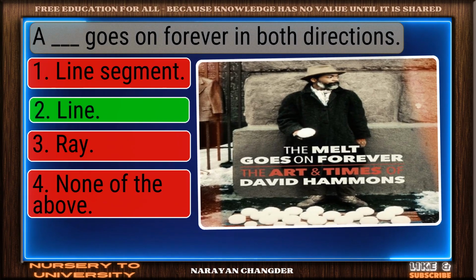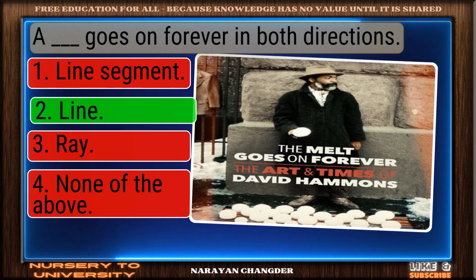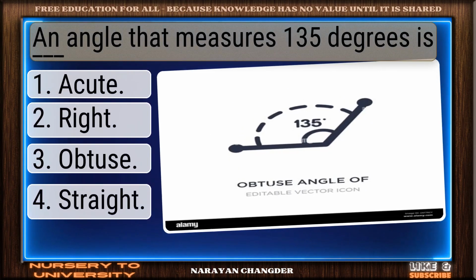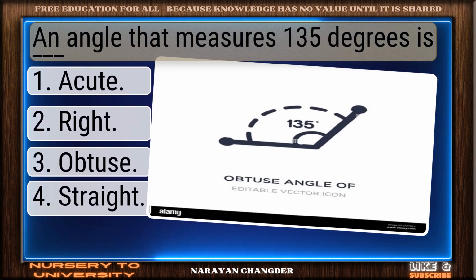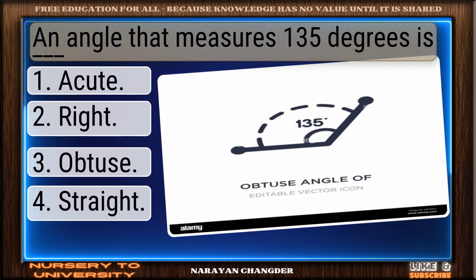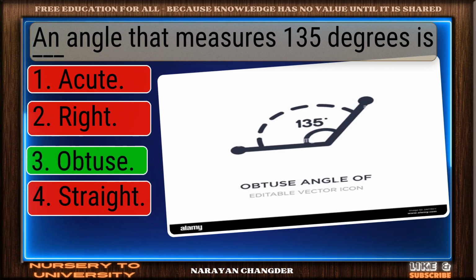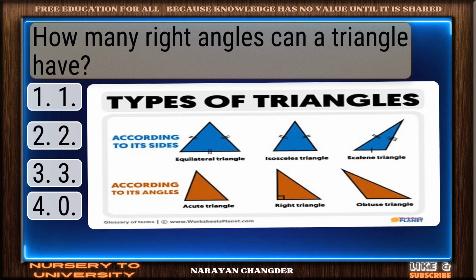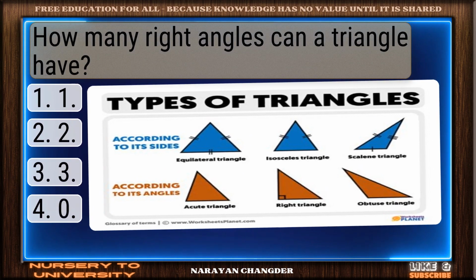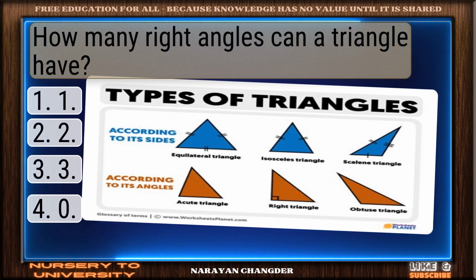Well done. Line is the right choice. Question number 224. An angle that measures 135 degrees is dash. On track. Obtuse is the correct answer. Question number 225. How many right angles can a triangle have?